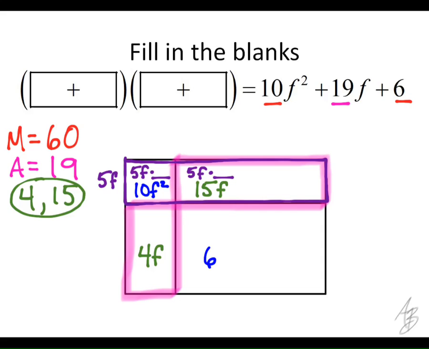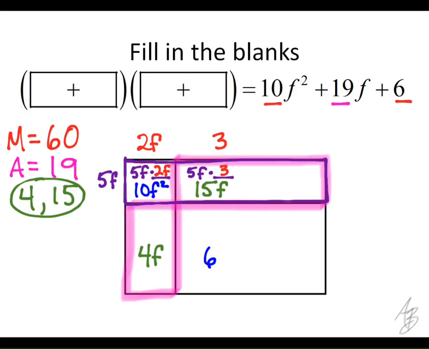I hear somebody saying 2, but it's not 2, it's 2F. And what do I multiply by 5F to get 15F? Just 3, right? So that means that we should have a width of what here? What is the width of this rectangle? 2F. And what is the width of this rectangle? 3.